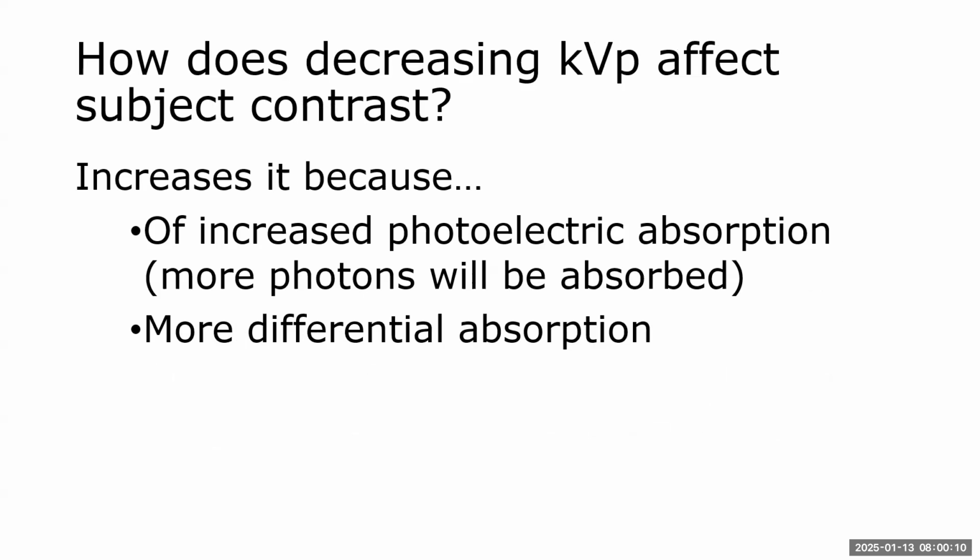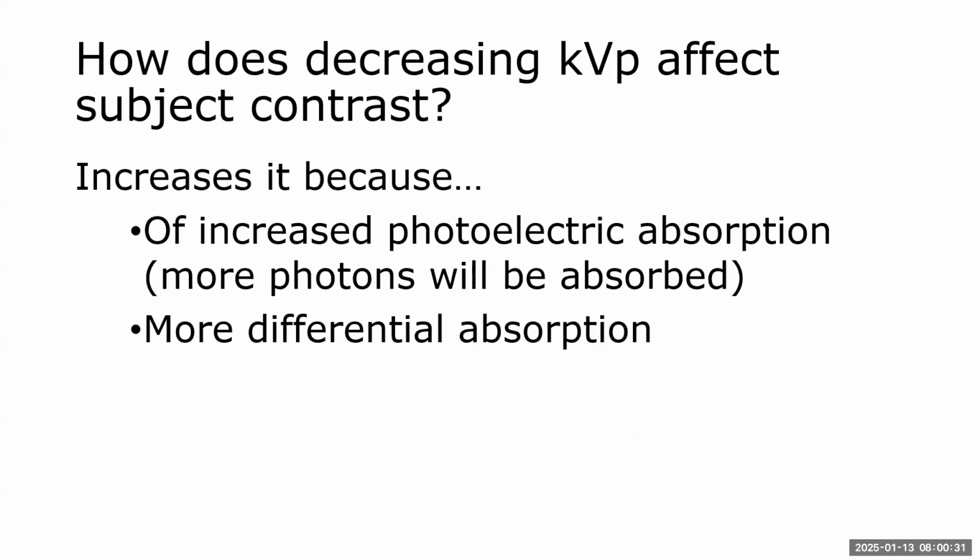How does decreasing the KVP affect subject contrast? It increases it because we're going to have more differential absorption. Remember, differential absorption means body parts absorb radiation differently. And that is because of a couple of things, but the controlling factor of that is KVP.